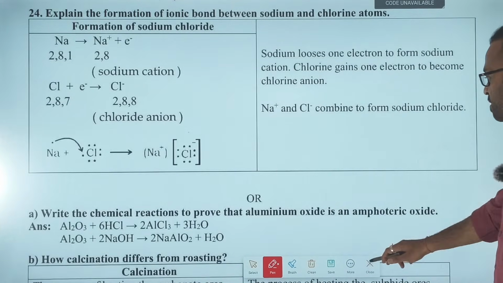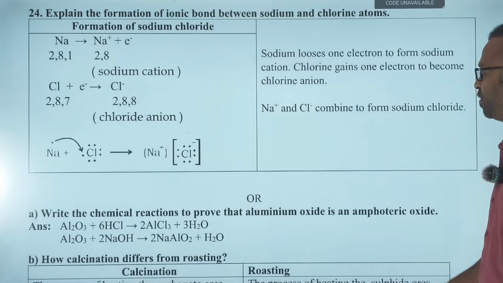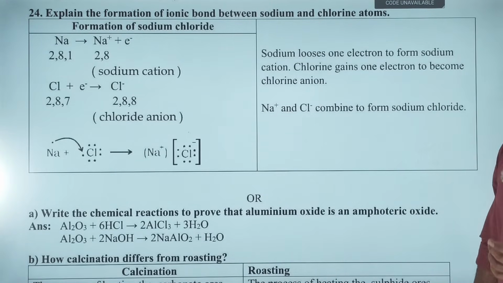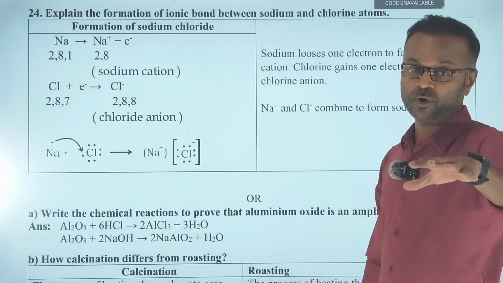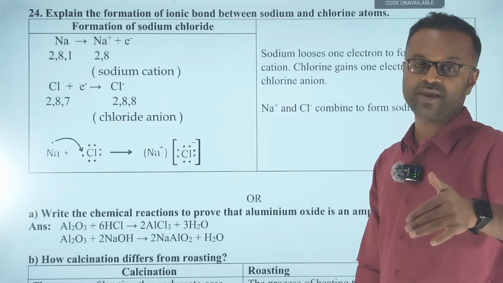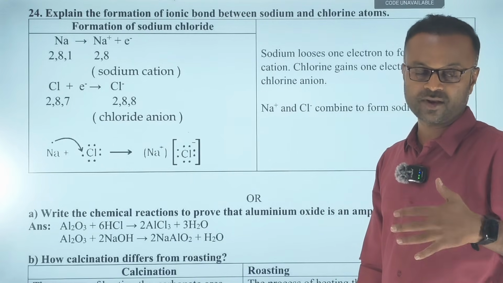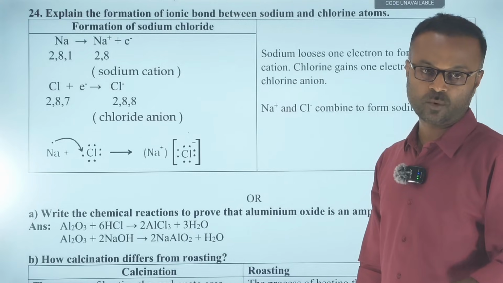So next one, see here. Write the chemical reactions to prove that aluminum oxide is an amphoteric oxide. They didn't ask what an amphoteric oxide is, but please do provide that answer. Amphoteric oxides are those oxides which react with the acid as well as base, or they behave as acid as well as base when they react with the acid or base to form the respective salt and water.